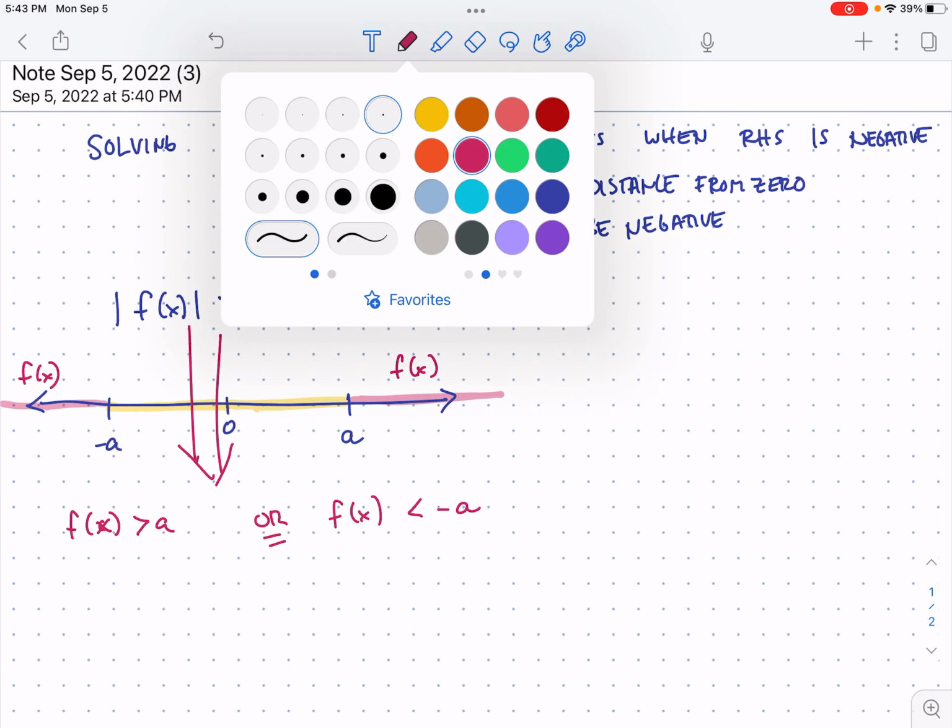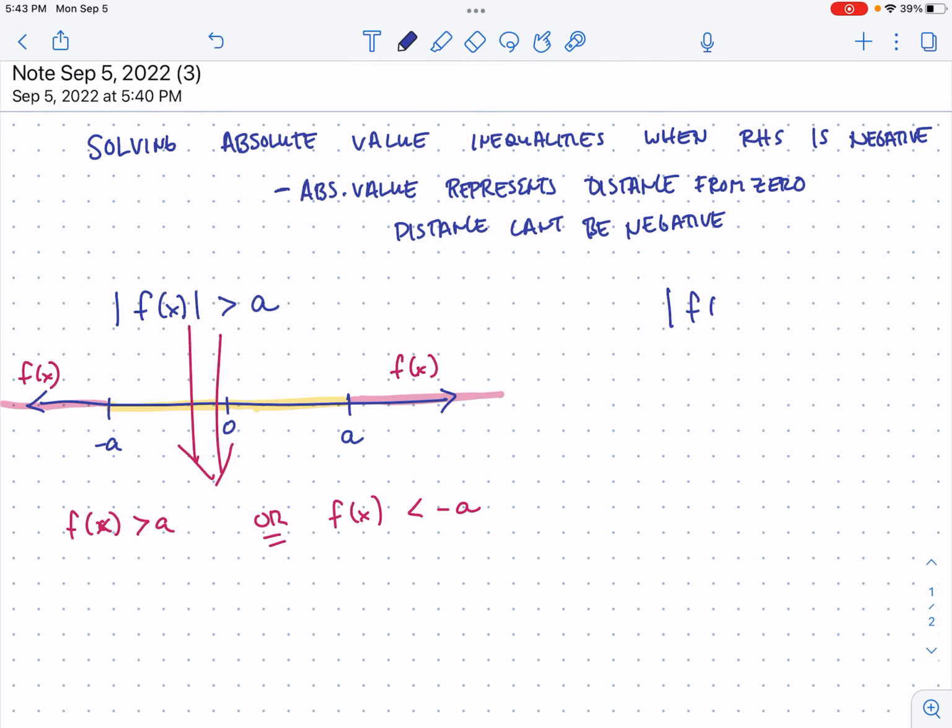Now, if we flip the inequality around and we have the absolute value of f of x is less than a, well, that means our distance from 0 to f of x has to be smaller than a. And in that case, f of x must be falling in this region right here, which translates into negative a is less than f of x is less than a. All right, so we have two different translations.